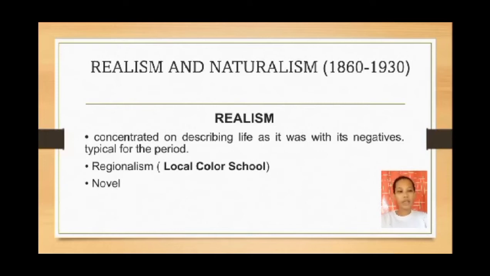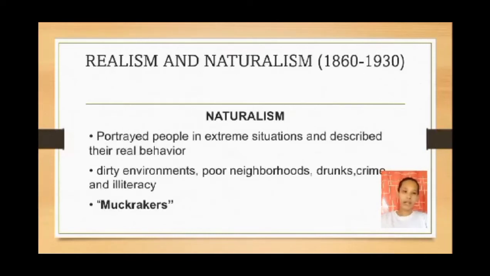One of the novelists and members of the local color school was Samuel Langhorne Clemens, whose famous novel is The Adventures of Tom Sawyer. This novel describes the life of a problem boy. And next we have naturalism.